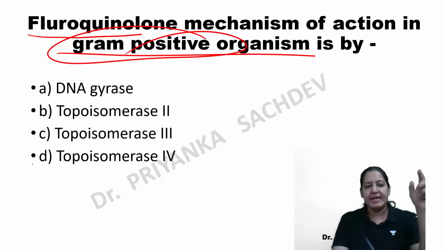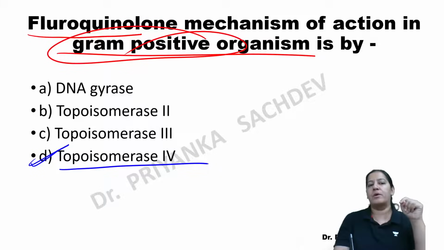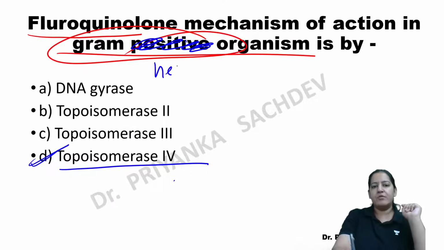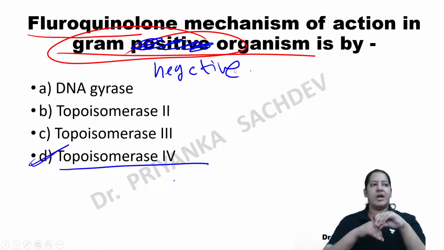The correct answer here is D. It is D, topoisomerase 4. Because I'm asking about gram positive bacteria. Now I'm changing the question, making gram positive into gram negative. So what is your answer now?